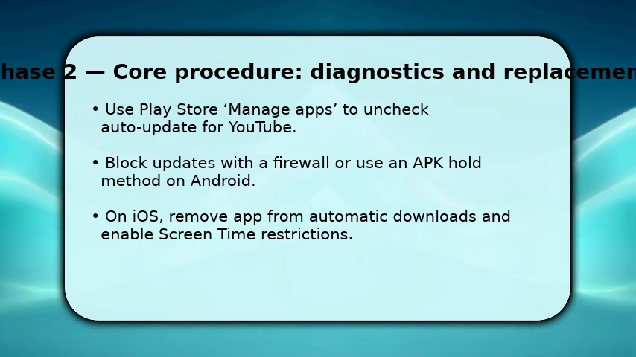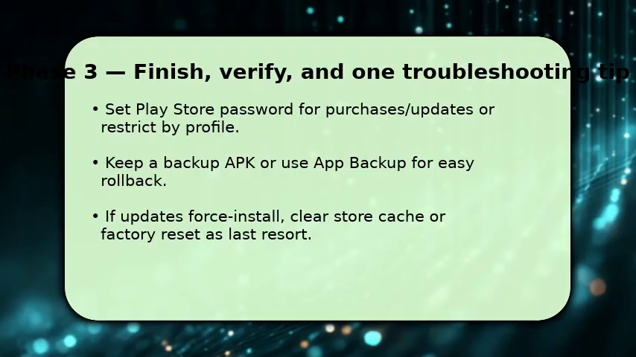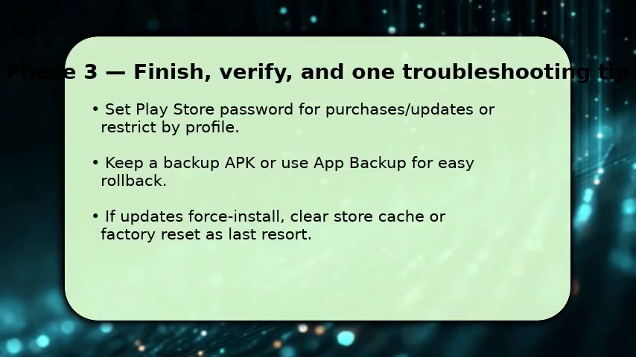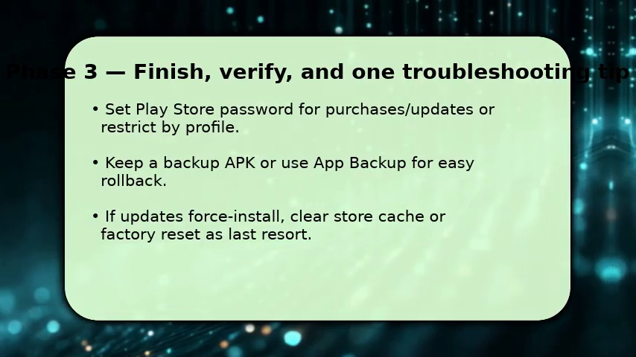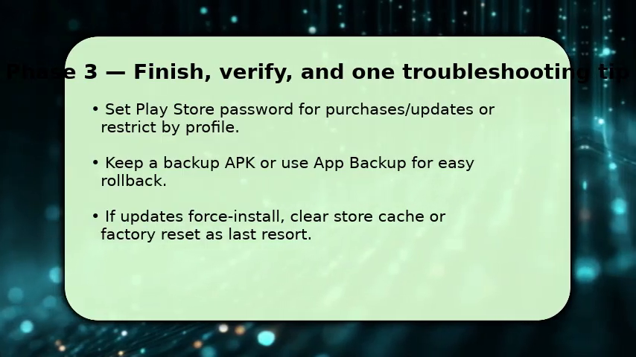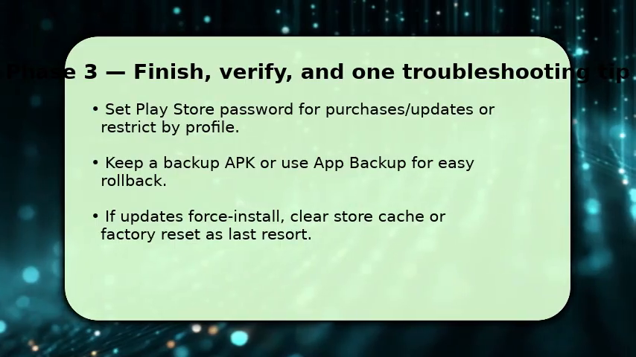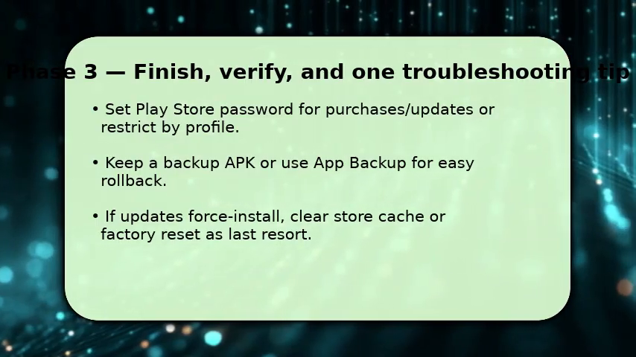To finish, lock down update triggers and create a rollback plan. Set a Play Store password, restrict profiles, and keep a backup APK or app export so you can restore a stable build. Make sure to regularly verify settings because system updates can re-enable auto-updates.